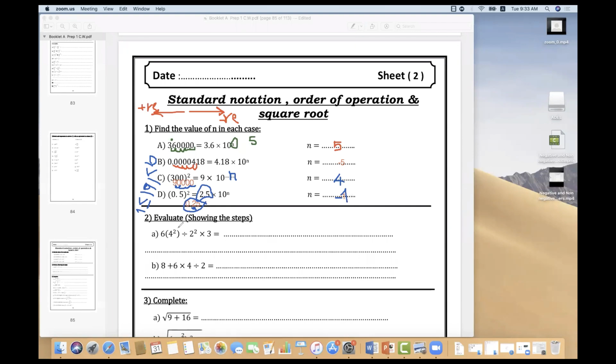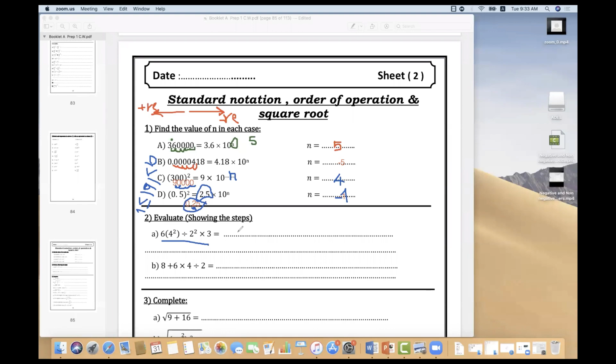Okay? Evaluate, showing the steps. How can we solve this equation? How can we solve it? Yes, Amira. Yes, Alaa.